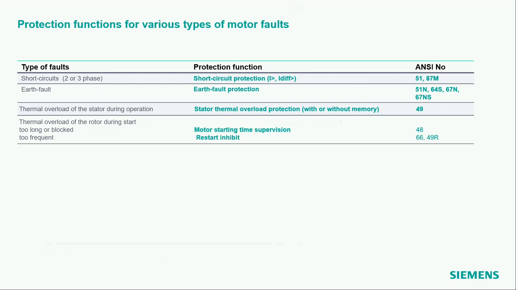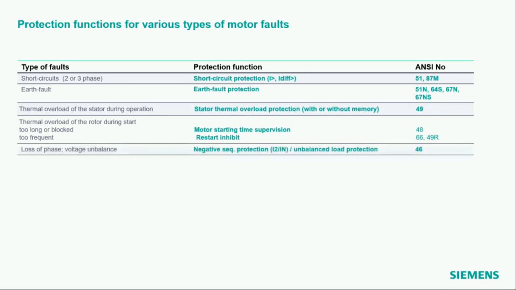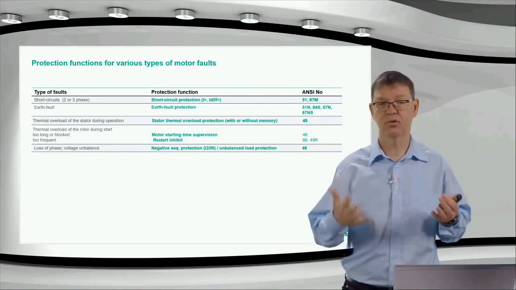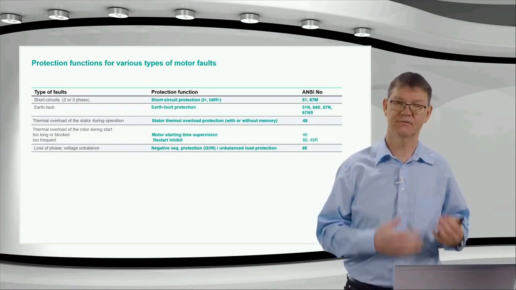So this is relatively sensitive, and therefore it can happen that I have a too long startup of the rotor, or even the rotor does not start up at all, the rotor is blocked, or I switch on the motor too often, too frequently, and I have the possibility to overheat the rotor. Therefore, we have here also dedicated functions. Then negative sequence currents we get when we have the loss of one phase, or if there's a voltage unbalance. Therefore, we have a thermal model for the negative sequence currents influence.